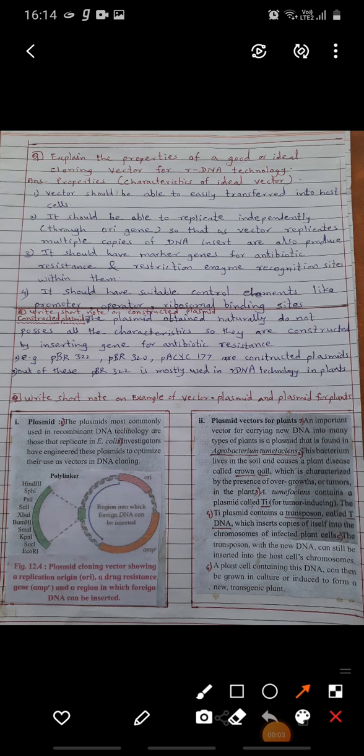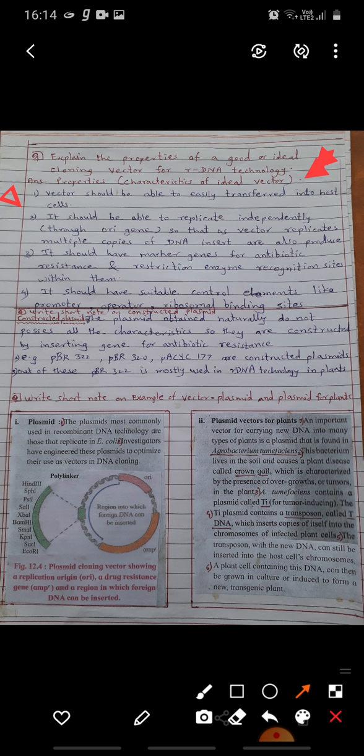Hello student, now we study about properties of good or ideal cloning vector for rDNA technology, that is recombinant DNA technology. So, properties or characteristics of an ideal vector.